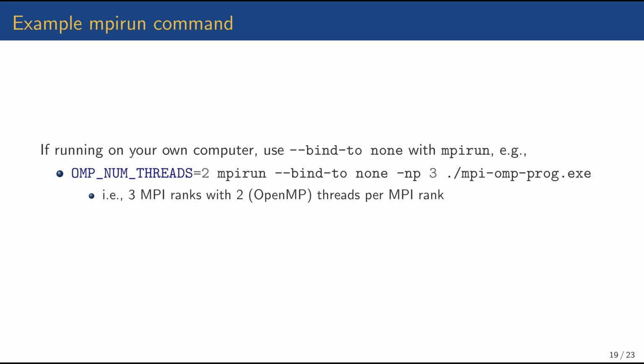Okay, so this does the same thing. 2 threads, OpenMP threads, -np, number of processes, is 3. With mpirun, this will do the same thing as the previous sbatch scripts. 3 MPI ranks with 2 threads per rank.